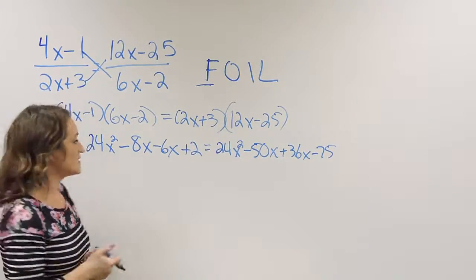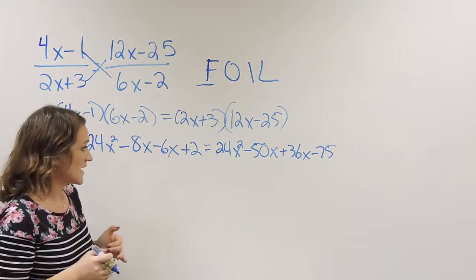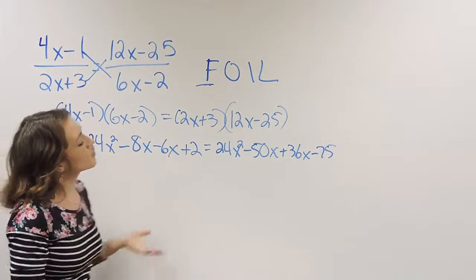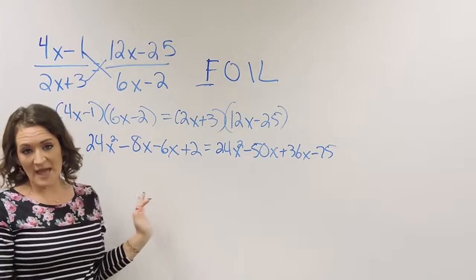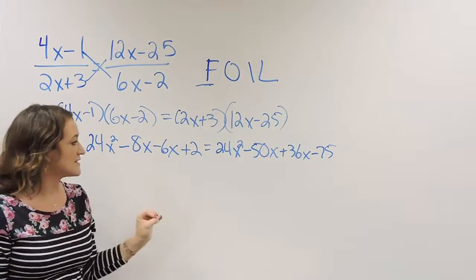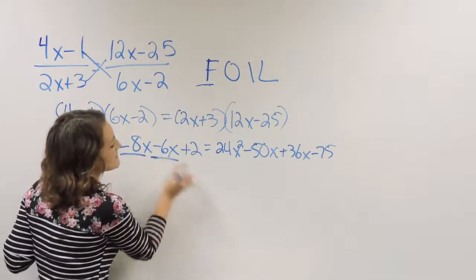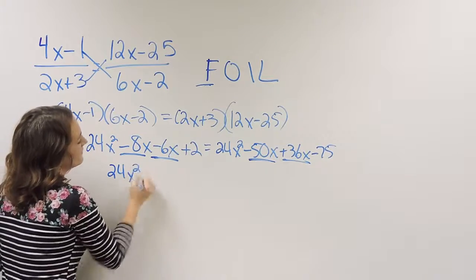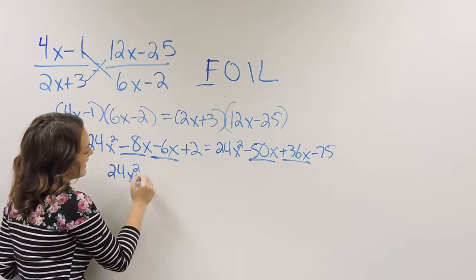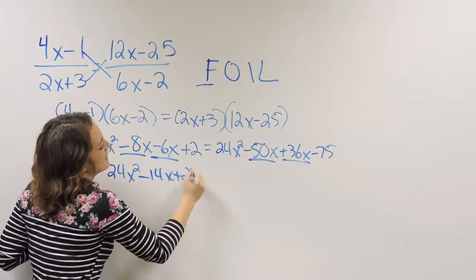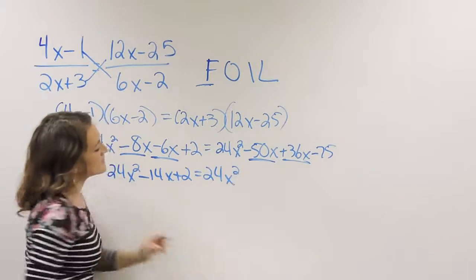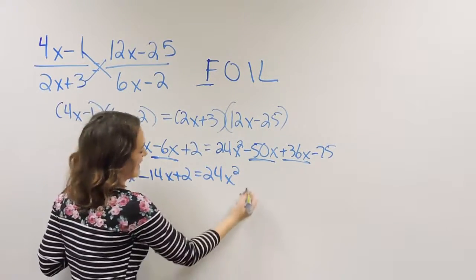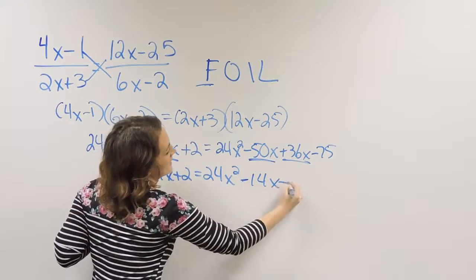So the next thing we're going to have to do is work on simplifying this thing. Because I do see that we have quadratics here, I am going to work on moving everything over to one side of the equal sign so we can have this set equal to 0. But let's combine some like terms before we do that. So I'm going to drop down the 24x squared. Negative 8x minus 6x gives me a negative 14x. And I'm going to drop everything else down until I get to these like terms over here. Negative 50x plus 36x gives me a negative 14x.